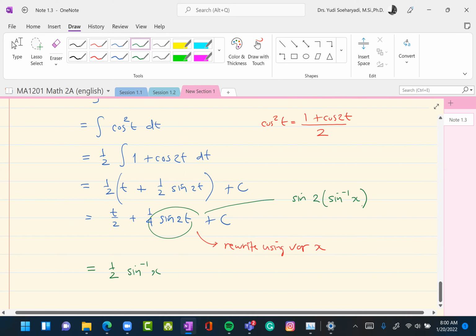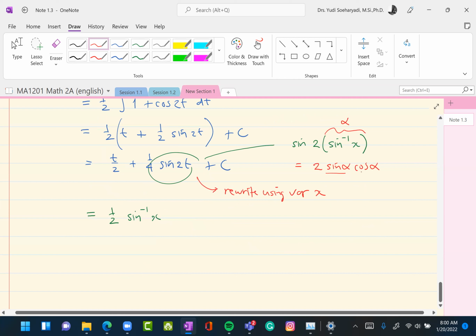All right. Recall this is an angle, say alpha, and this is 2 alpha. So you have the double angle formula: sine of 2 alpha is 2 sine alpha cosine alpha. Right. So we need to compute sine of this, and cosine of that. So what is this? Okay, so we recall the triangle diagram.